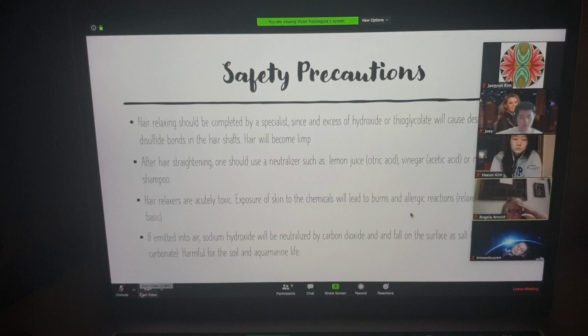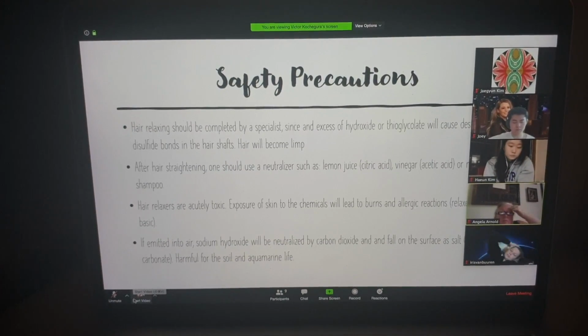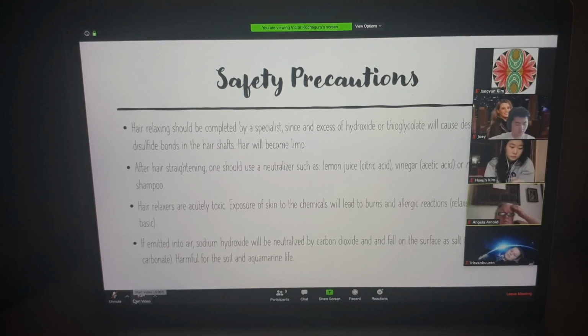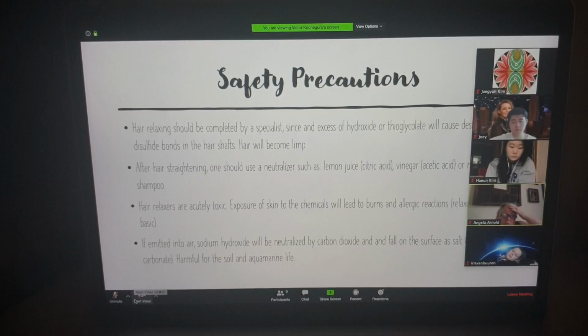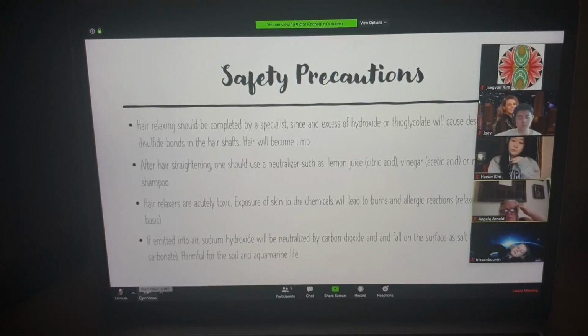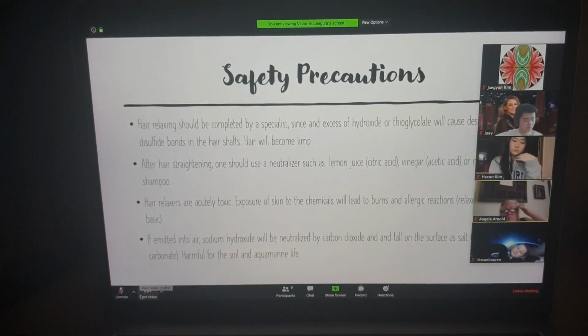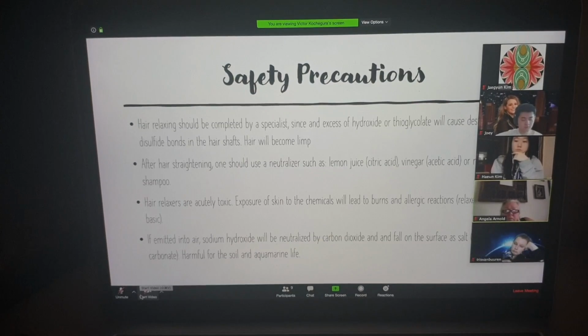And there is one important environmental aspect of sodium hydroxide: if it's released into the air as an aerosol or in water, it's going to be neutralized by carbon dioxide and fall on the surface as a salt, for example sodium carbonate. And that's harmful for soil and aquatic life.